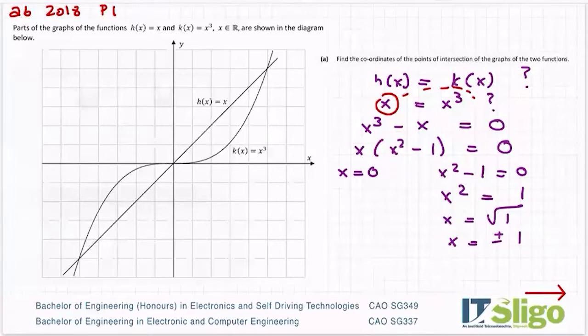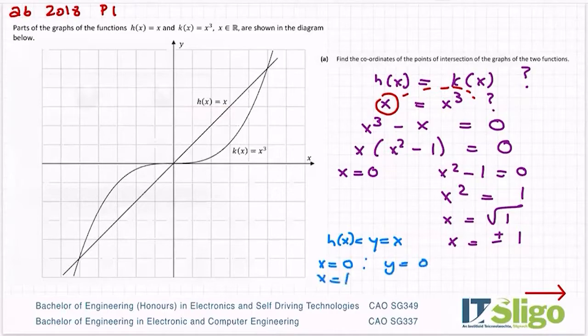So let's find our y coordinates of them. h of x, which is y, is equal to x. I could use either one, I'm just picking the easier function, which is the x function. So when x is equal to 0, y is equal to 0. When x is equal to 1, y is equal to 1. And when x is equal to minus 1, y is equal to minus 1.